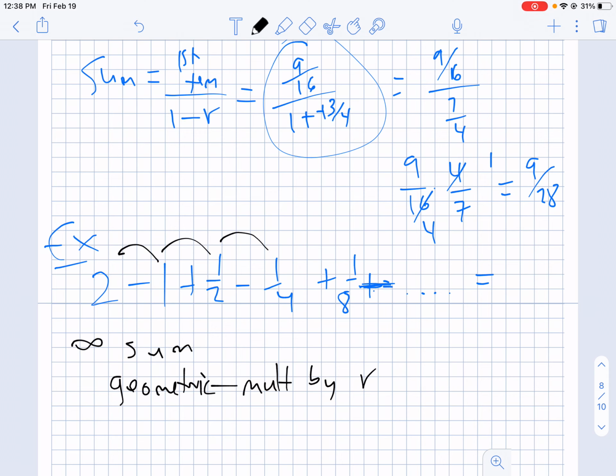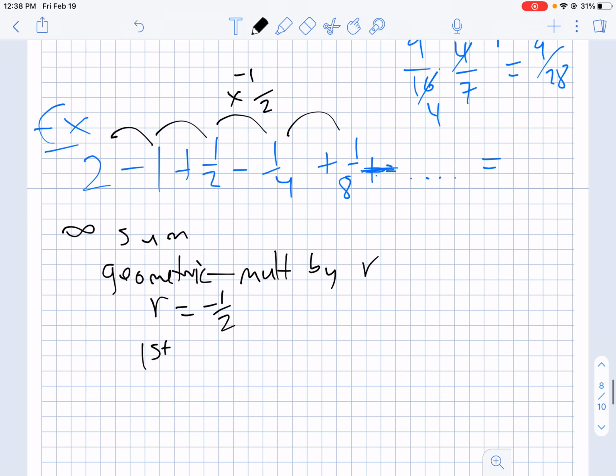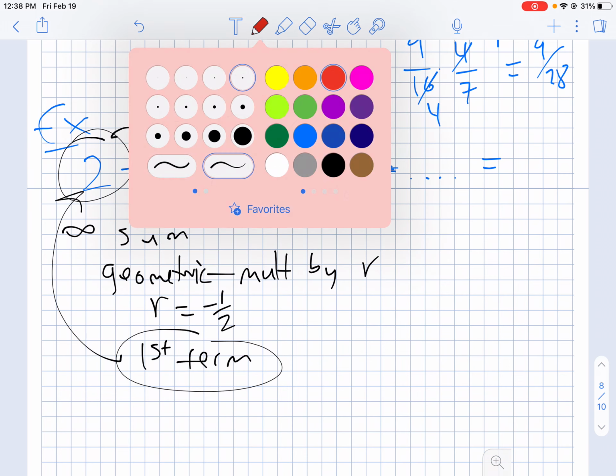The top stays the same, you multiply by 1, the bottom multiplies by 2, and then it's negative. The sign keeps flipping. So you're multiplying every time by negative 1/2. We see that at the start, right? 2 times negative 1/2 is negative 1. So you multiply by r, so that r is negative 1/2. And when I say the first term of the series, I literally mean the first term, and if it's written out like that, it's just that one right there, just 2.